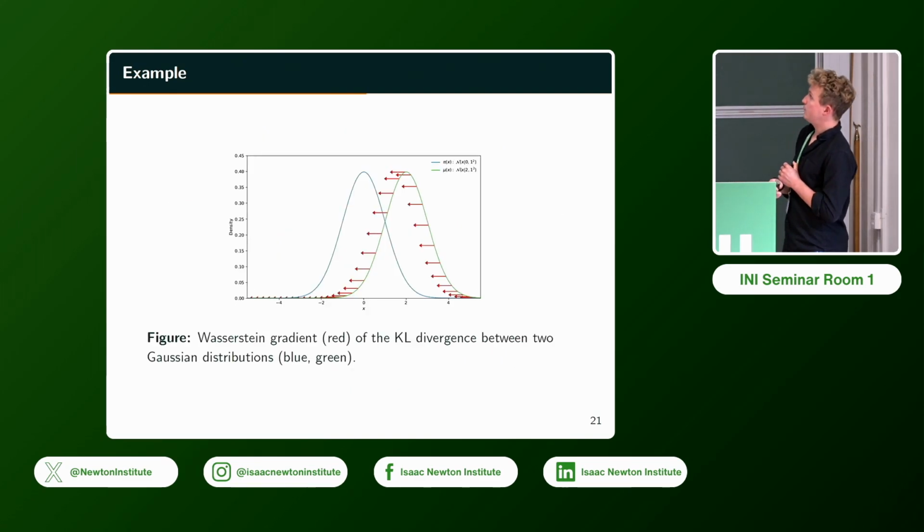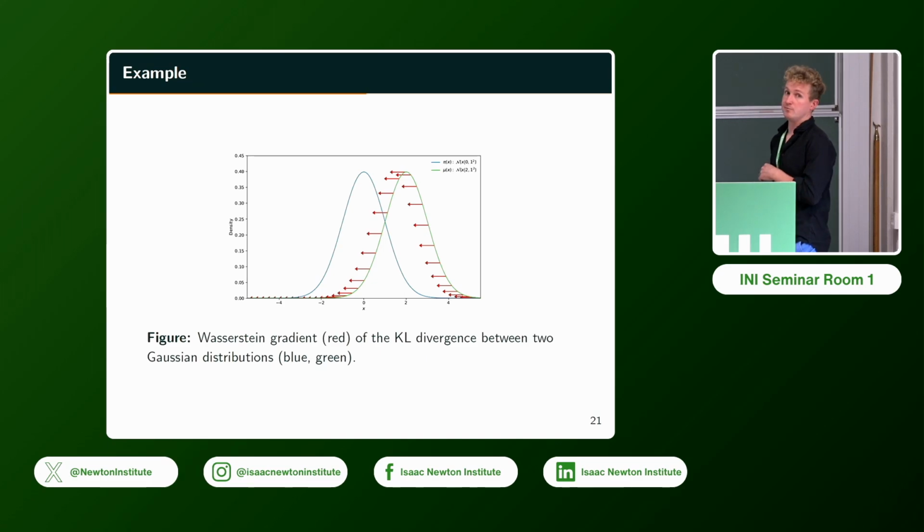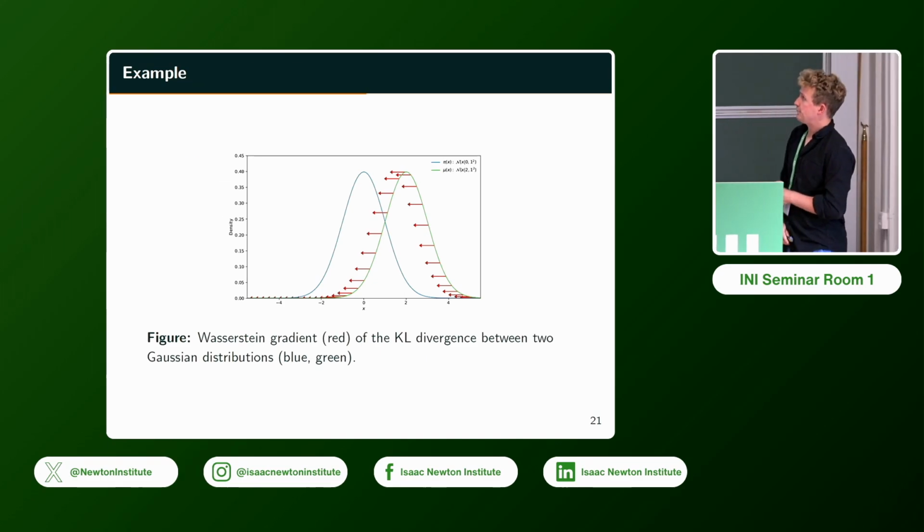So here, if we have pi in blue being the target and mu being our current density, in red we show what the Wasserstein gradient looks like evaluated at these different values of x. So pushing us back towards pi.